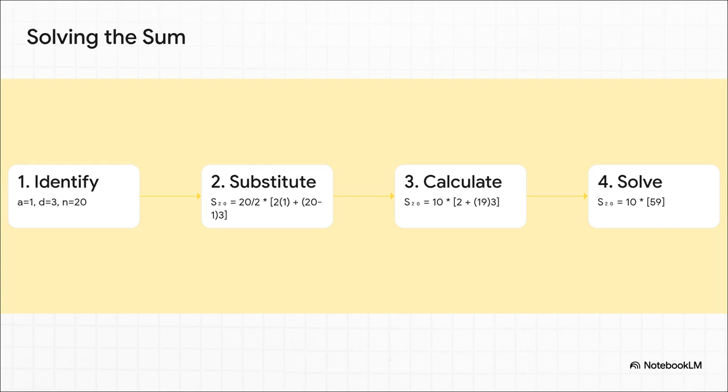So we get 20 over 2. That's 10. And inside the brackets, let's see, we've got 2 plus 19 times 3, which comes out to 59. So the whole thing is just 10 times 59. And our grand total is 590. That's amazing. Seriously, just think for a second how long it would have taken to add all 20 of those numbers up by hand. This is exactly what I'm talking about. It's not about being a human calculator, it's about working smarter, not harder.